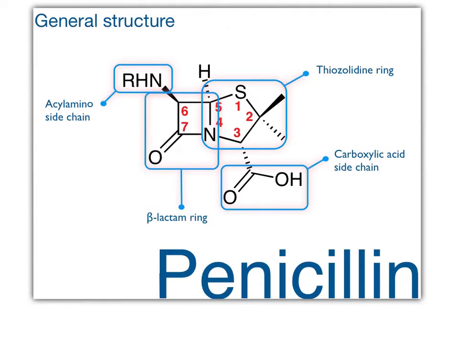Okay, so if you look at the general structure of penicillin, the first thing you see is this bicyclic ring structure. It is made up of one 4-membered ring and one 5-membered ring. The 5-membered ring is called the thiazolidine ring, and it is fused with the 4-membered ring. This ring is called the beta-lactam ring.